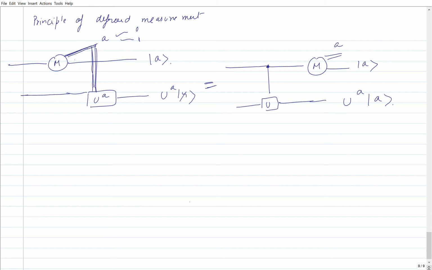What I have done is that, as the name suggests, this is called the principle of deferred measurement. I'll have to check the spelling of deferred, but whatever. Basically, what has happened is that you have postponed the measurement. You've taken this controlled operation U before the measurement over here, and you've deferred the measurement to finally. And it turns out that these two circuits are exactly equivalent to each other. The final state over here is going to be a tensor product of A and U_A psi.